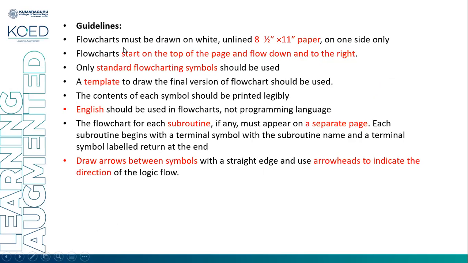Guidelines for flowchart. A flowchart must be drawn in outline. A flowchart must be drawn on white, unlined 8.5 by 11-inch paper on one side only. A flowchart starts at the top of the page and flows down and to the right. Only standard flowchart symbols should be used. No other symbol should be entertained in developing the flowchart. A template to draw the final version of the flowchart should be used. You have to create a final version of the flowchart at the end.